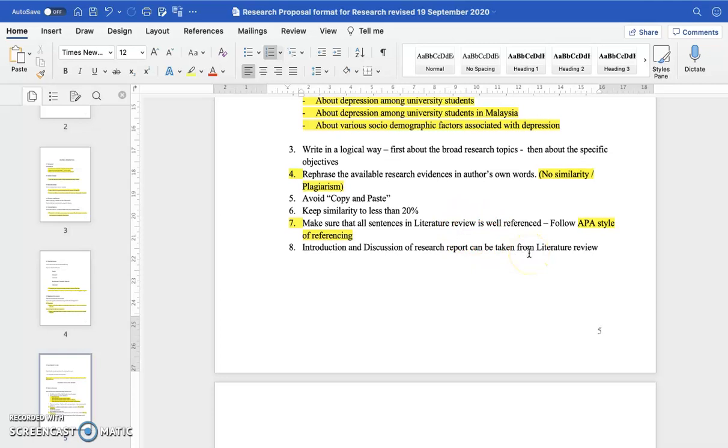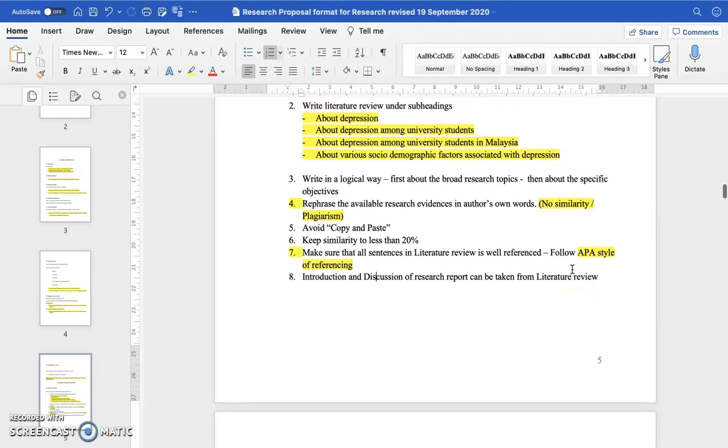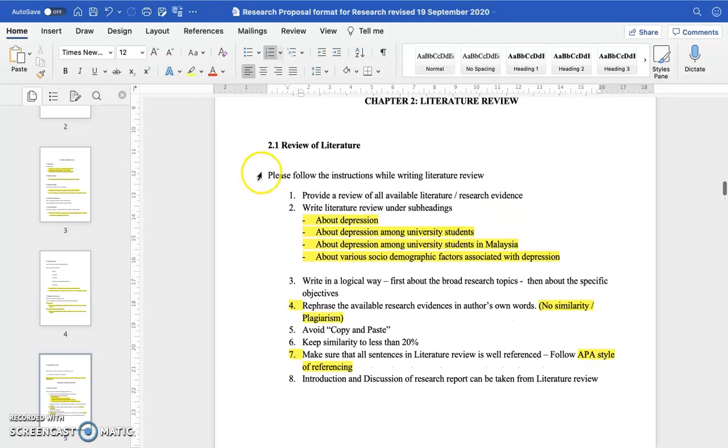Whichever study you quote, please give a reference for that. And follow APA style of referencing. Okay, APA style of referencing. Introduction and discussion of the research report can be taken from the literature review. So, about the literature review, please follow the instructions while writing it. Provide a review of all available literature or all available research evidence. Write the literature review under subheadings.